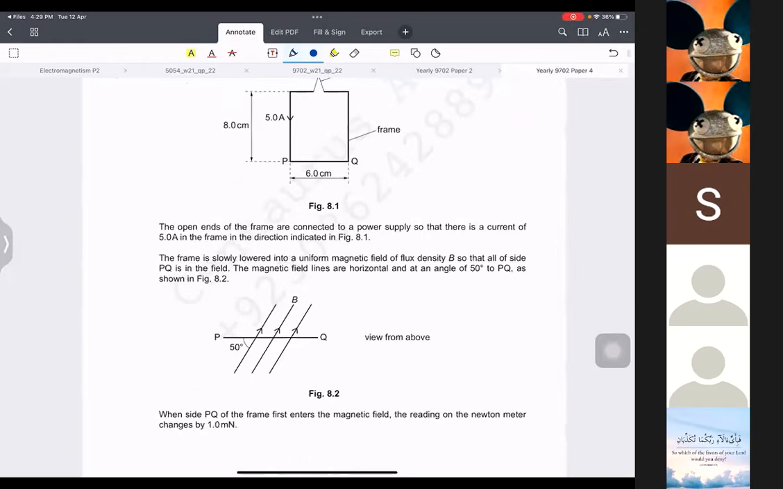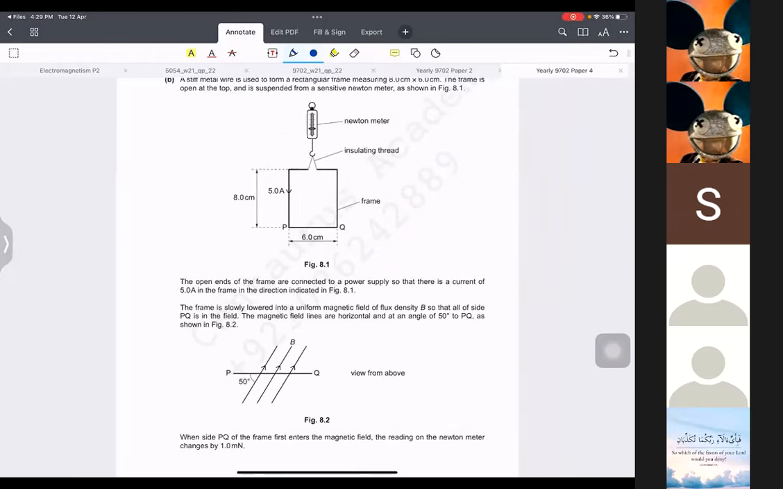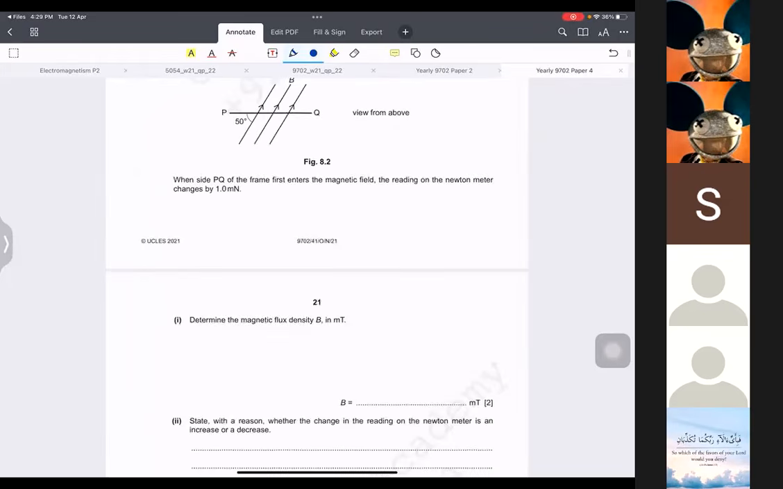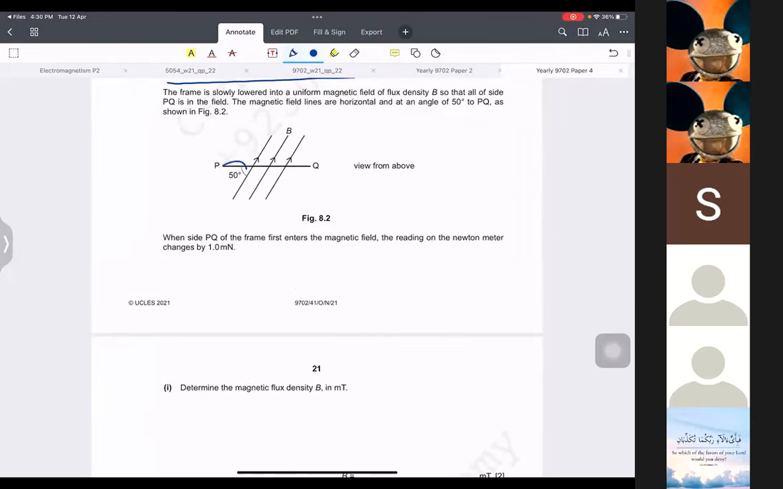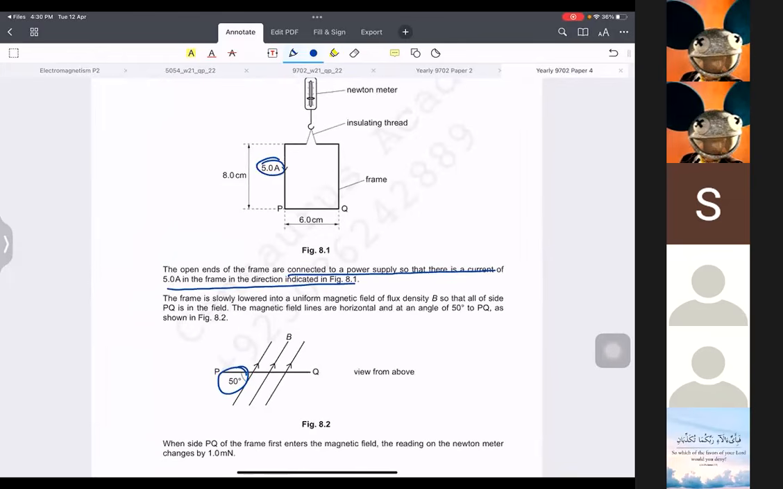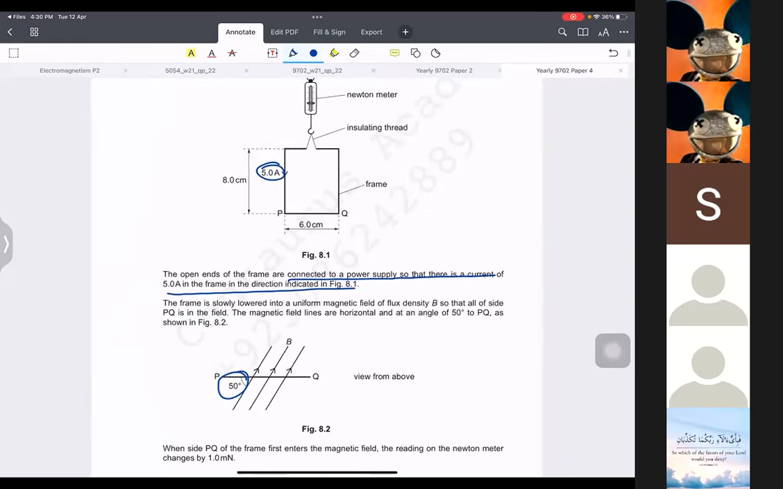Now it says there is a magnetic field and a wire. There is a frame. I don't know what is happening in this for some reason. The ends of the frame are connected to a power supply. I have no idea what is happening. Okay, let's see. Determine the magnetic flux density. So it's 50. We got to use F equals BIL sine theta. Why? Because current is this. So I don't know what was the force. Did they talk about force anywhere?